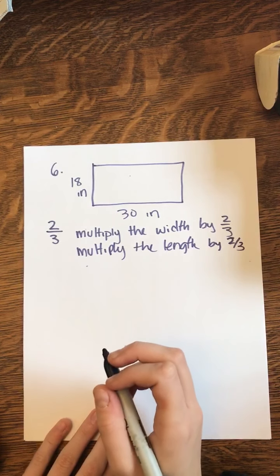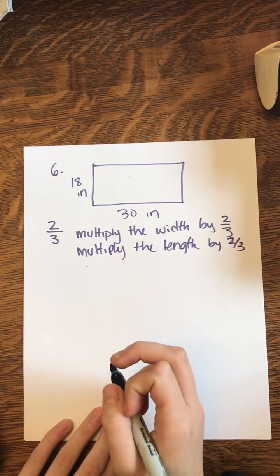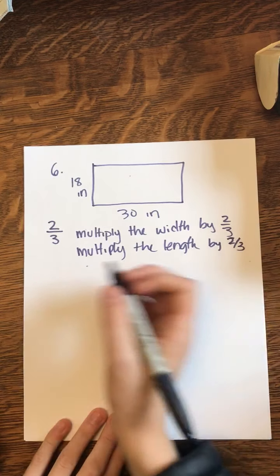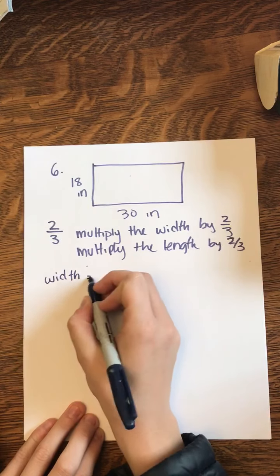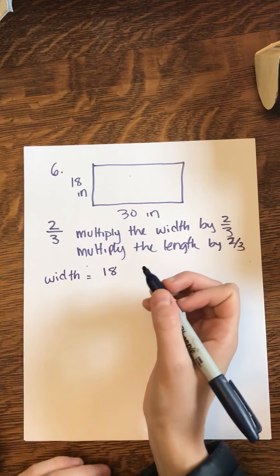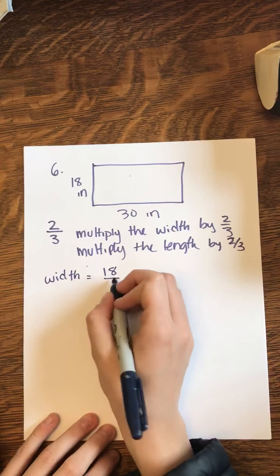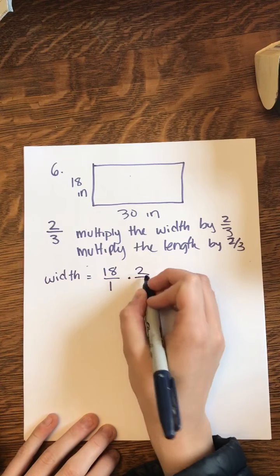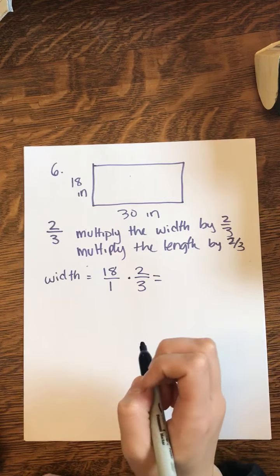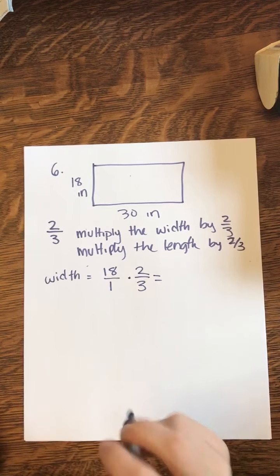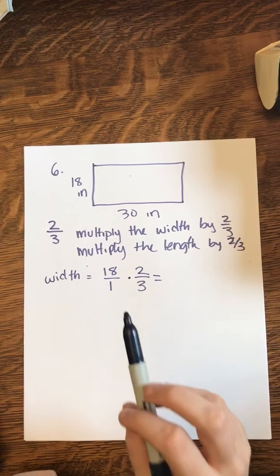I think a couple of you saw fractions and you're like, oh my God, I don't know what to do. But remember, when we're multiplying fractions, we multiply numerator and we multiply denominator. So for the width, it's going to be 18, and we can turn 18 into a fraction, 18 over 1 times 2/3. When we're multiplying fractions, we multiply numerators, and then we multiply denominators. We do not need common denominators when we are multiplying fractions.